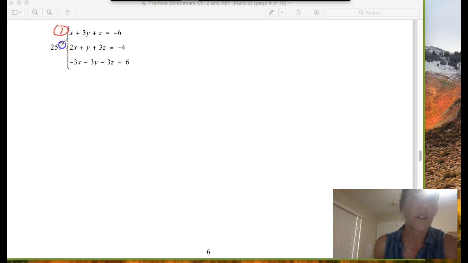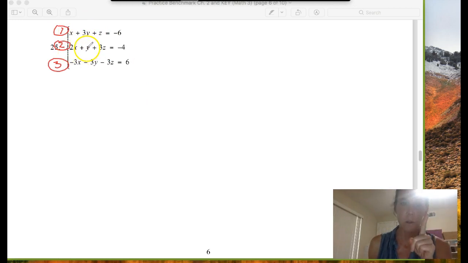I label each of these 1, 2, and 3. And you got to label them so you know what you want to do. So I'm going to look at these and I'm going to gather any 2 equations and eliminate one of the variables. Then I'm going to gather a different 2 equations and eliminate that same variable that I just eliminated.